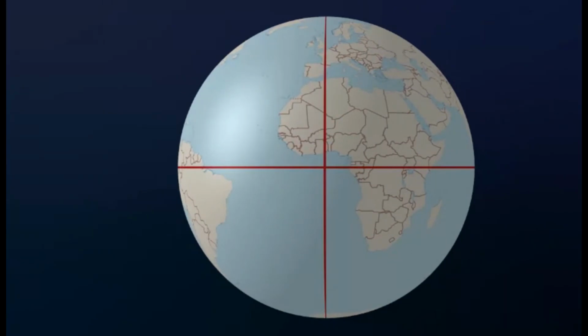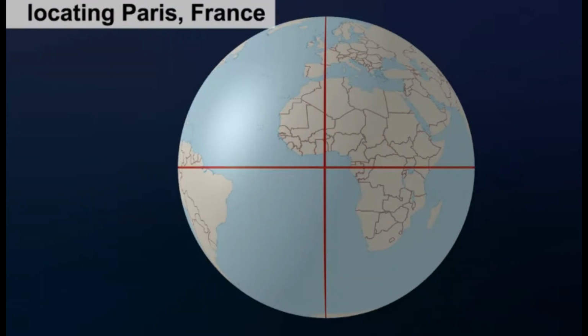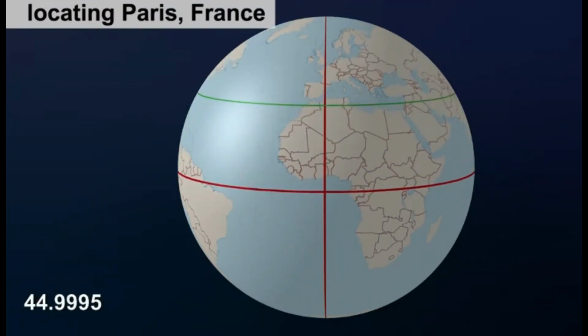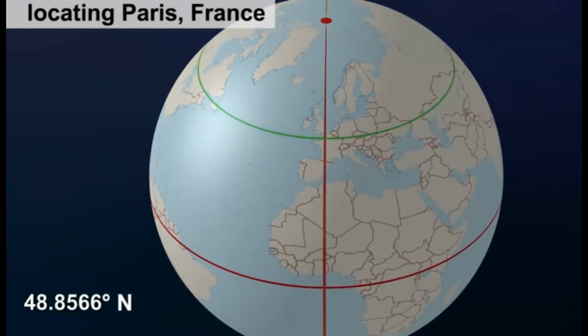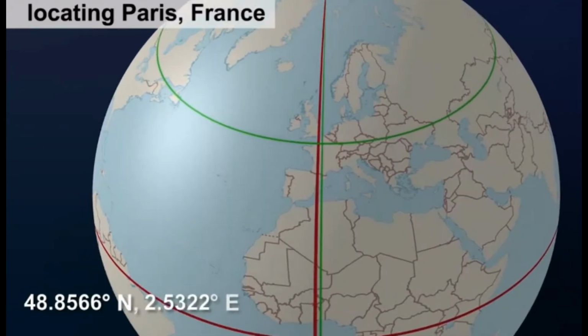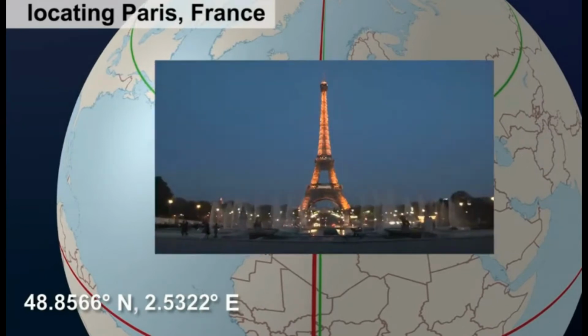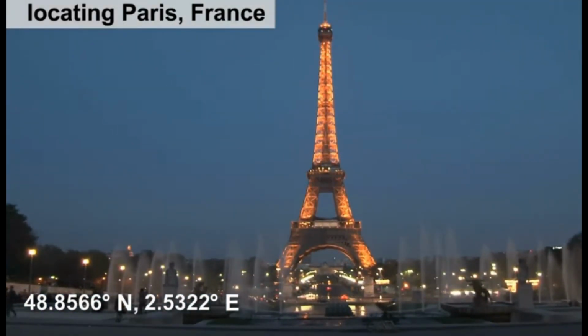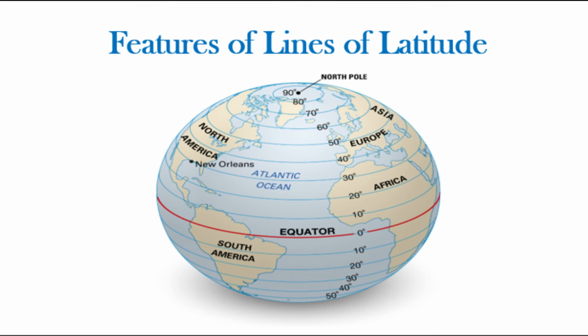This is done by finding out the value of latitude and longitude that intersect at the point where the place is located. For example, the city of Paris, France, is located at 48.8566 degrees north and 2.5322 degrees east. Let's see the features of lines of latitude.